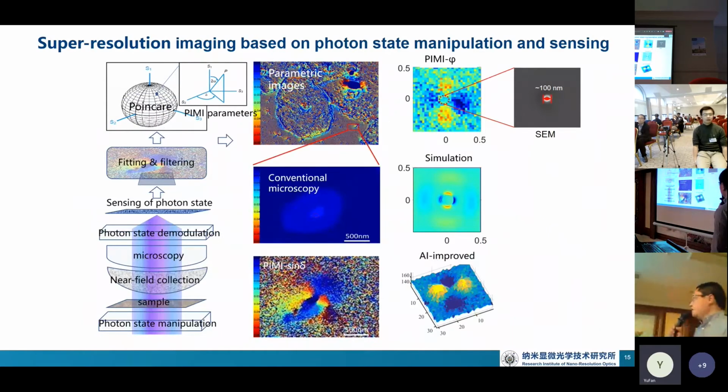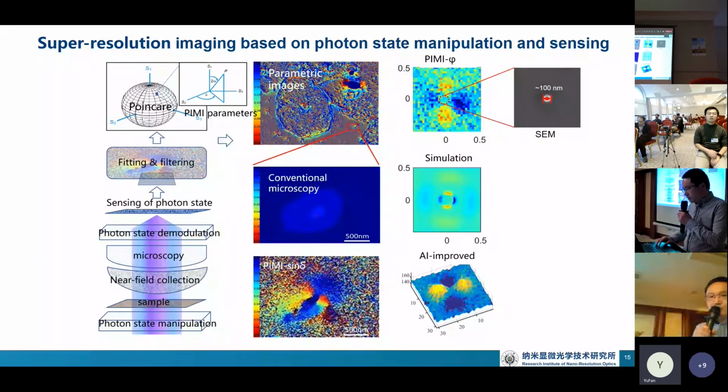The principle is mainly based on the microscopy optical path, but in a conventional microscopy optical path, we add our modules to manipulate the photon state of the illumination. In the sensing system, we do the photon state demodulation, fitting and filtering to extract the parameters of the photon state.